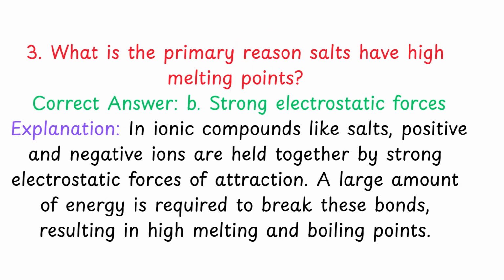3. What is the primary reason salts have high melting points? Correct answer, B. Strong electrostatic forces. Explanation. In ionic compounds like salts, positive and negative ions are held together by strong electrostatic forces of attraction. A large amount of energy is required to break these bonds, resulting in high melting and boiling points.